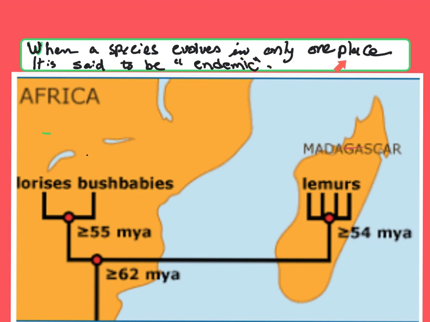When a species evolves in one place, it's said to be endemic. Here, this is Madagascar. It's an area east of Africa. It was one land one day, but it was separated and became an isolated island. Now, the living organisms that live in Madagascar are completely different from the living organisms that live in the rest of East Africa.